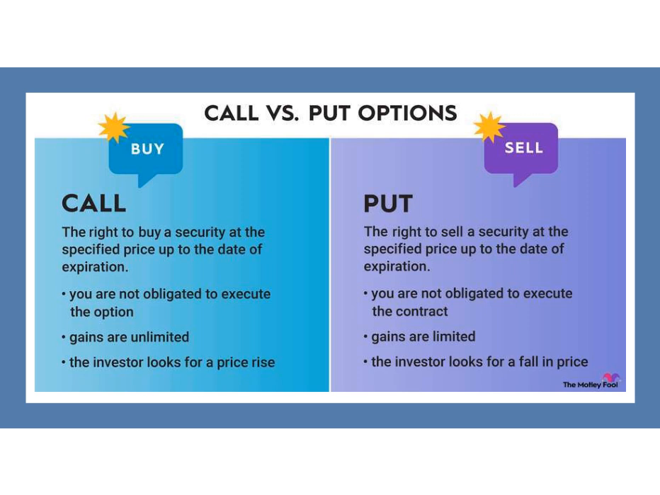When we look at call options, they give you the right to buy a security at a set price before the option expires. You're not forced to buy if you don't want to, and if the price goes up a lot, your potential gains can be unlimited because you benefit from the rise. Investors typically buy calls when they expect the price to increase. On the other hand, put options give you the right to sell a security at a predetermined price before expiration. Like calls, you're not obligated to sell, but your gains are limited since the price can only fall so much. Investors usually buy puts when they anticipate a price drop. These differences help you decide which option aligns with your expectations about the market movement.